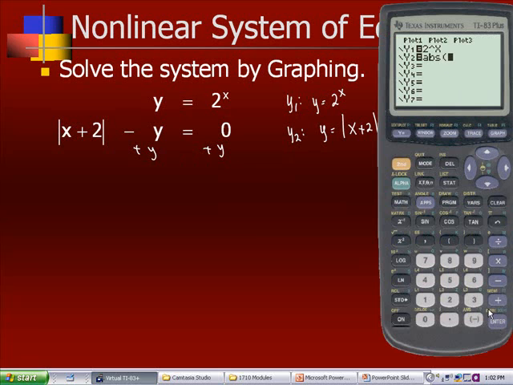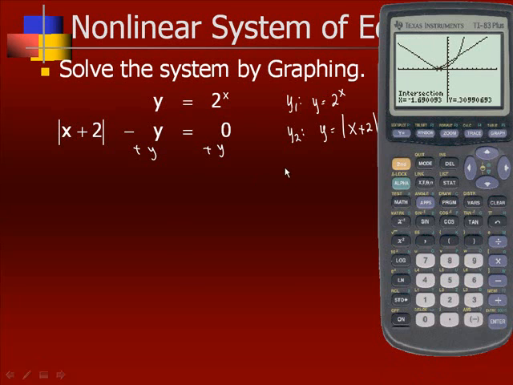Option number 1 is absolute value of x plus 2. Graph that. Remember, absolute value is a V-shaped graph. Our 2 to the x is our exponential function, which is our little curve. So it appears we've got two solutions, one here, one here. Second, calculate where they intersect. Enter, enter, enter. Okay, that gives us a solution of negative 1.69 and 0.31.